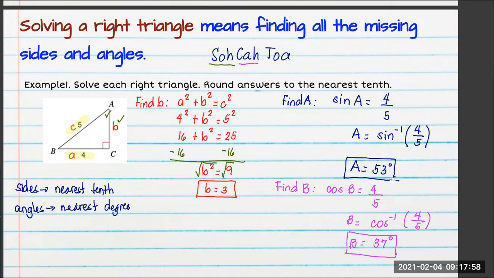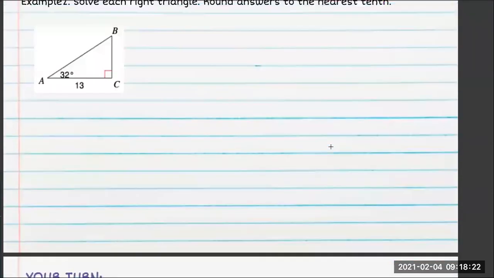Okay, we'll stop and let you catch up on your notes. So when you solve a right triangle, you always find the 3 missing parts. Okay now? All right, let's look at the second example.